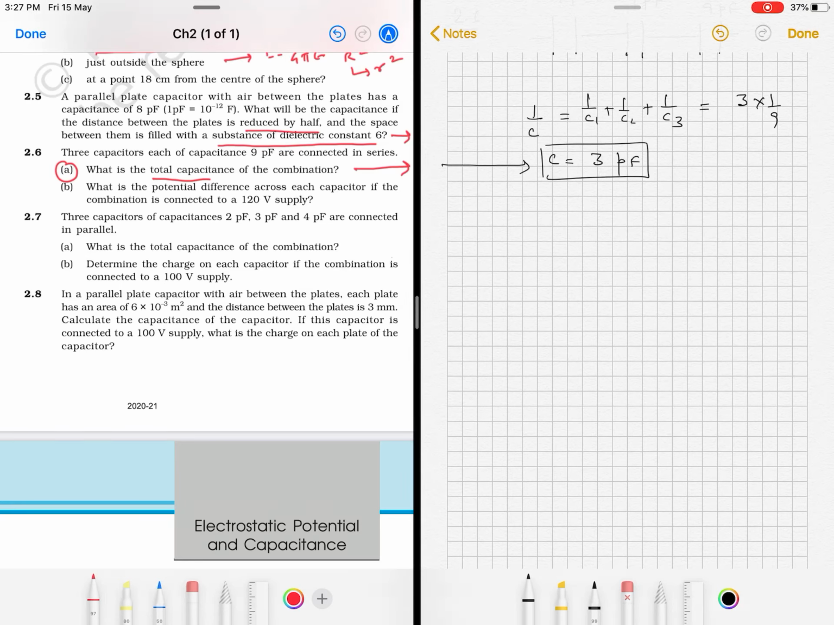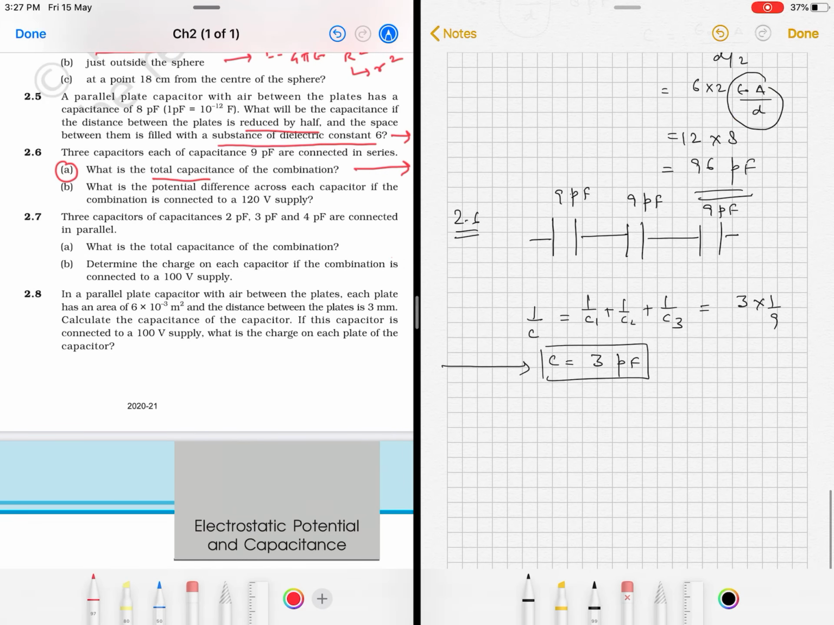Now what is the potential difference across each capacitor? The combination is connected to a 120 volt supply. When it is connected to the 120 volt supply, because the capacitors are of the same capacitance, the potential will be divided equally. So the potential across each, V1 equal to V2 equal to V3, is equal to 40 volt. This potential is divided equally.